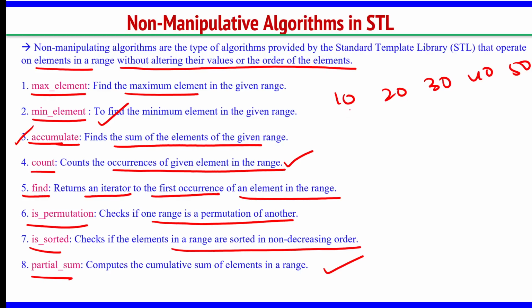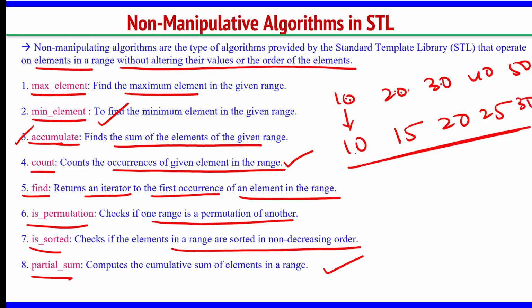What is the cumulative average? 10 will come as it is, then 10 plus 20 by 2, it is 15, then 10 plus 20 plus 30, 60 by 3, it is 20, then 10, 20, 30, 40, so it is 100 by 4, that is 25, then 150 by 5, so it becomes 30. This is the cumulative average. There is one placement question which was previously asked on this basis. So you can use these functions for doing that.